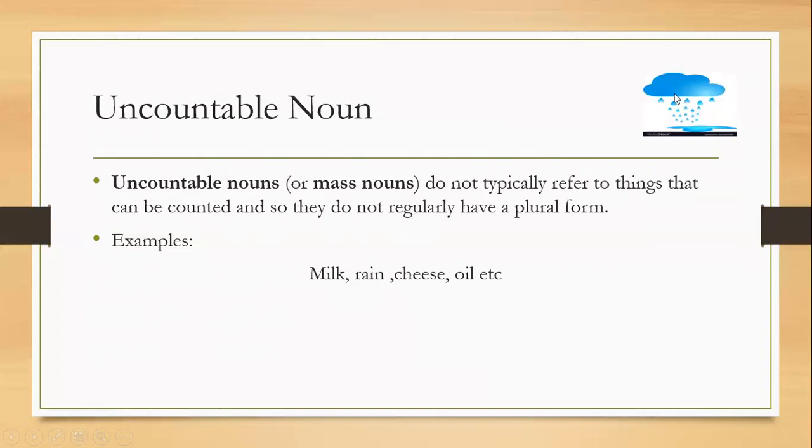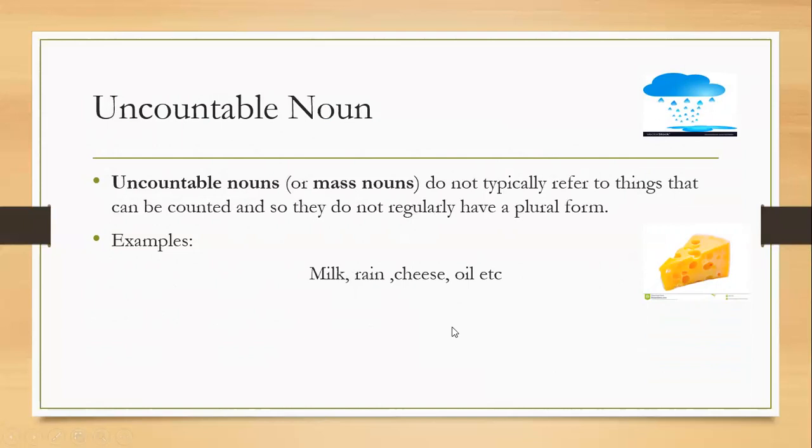If we want to count, we can say a drop of rain. So here we are not counting rain. We are counting number of drops. If you want to count cheese, we cannot count cheese. We can count slices. One slice of cheese, two slices of cheese. Milk. One drop of milk, two drops of milk. One pack of milk, two packs of milk.